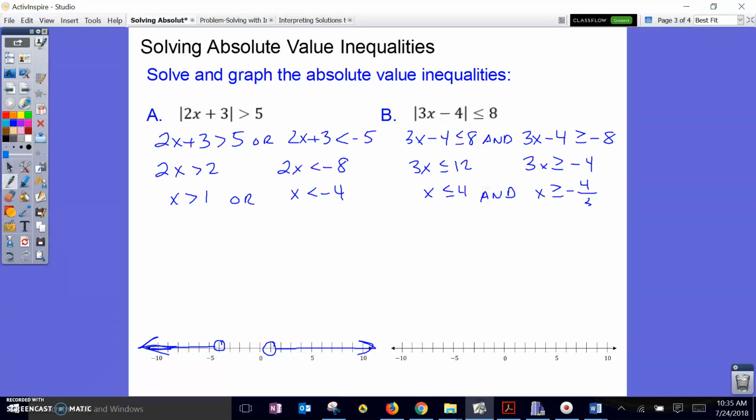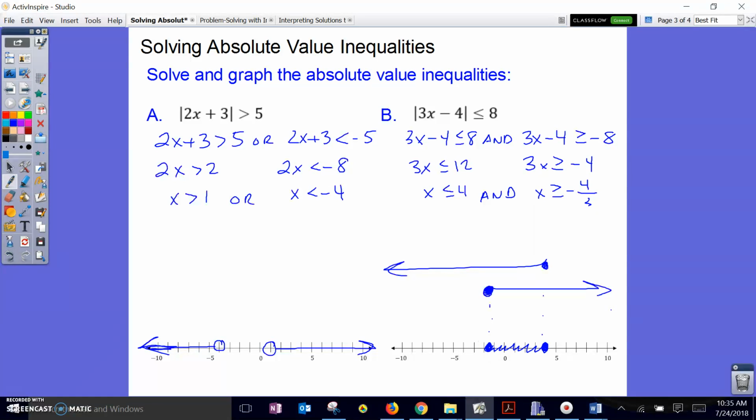And so we want x is less than or equal to 4, and x is greater than or equal to -4/3. That's going to be in between -1 and -2. And so we want where these two overlap. So we've got a point at -4/3 and a point at 4, and a shading in between.